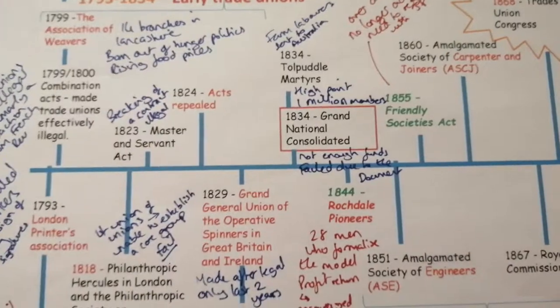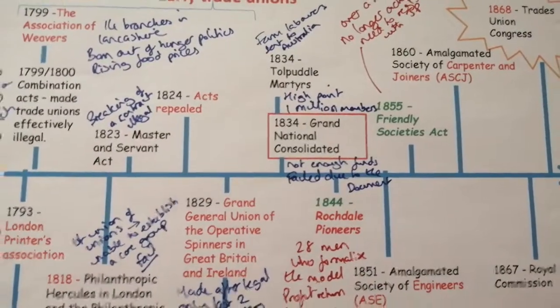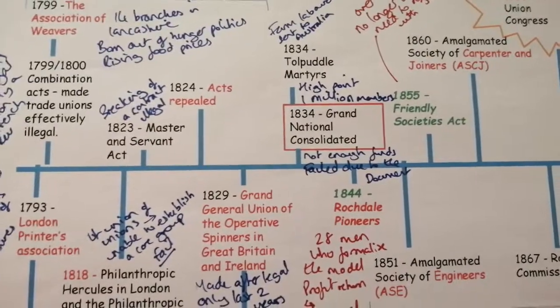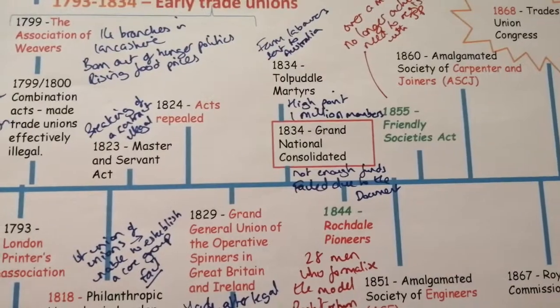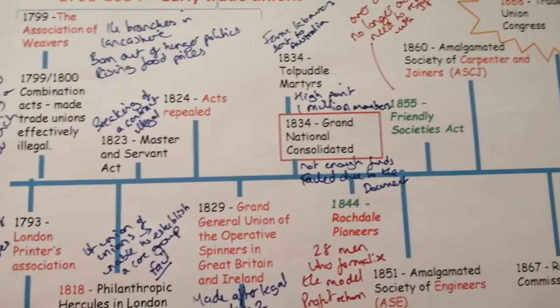Just as a point though, as you can see, we have the Rochdale Pioneers kicking around just after this. They're doing really well. So if you have a comparison question, you could argue that the friendly societies are much more accepted and are doing much, much better than, say, the unions at this point.